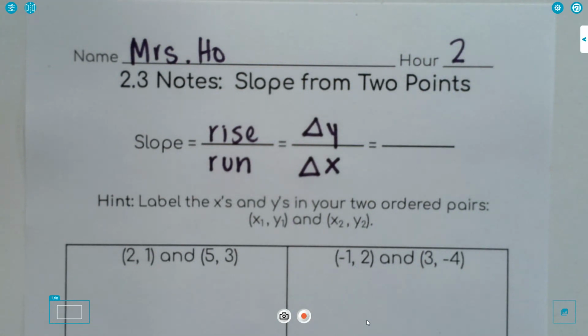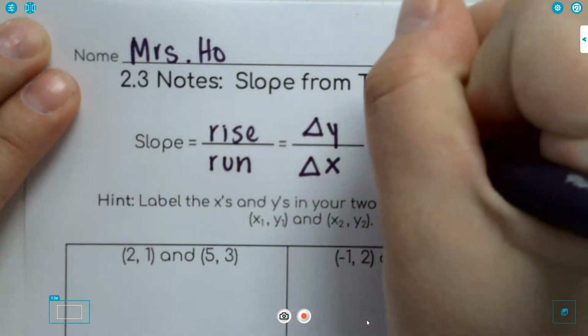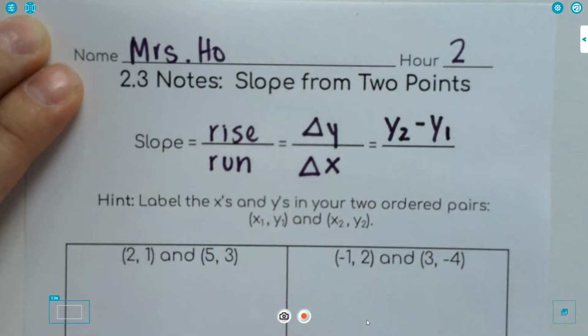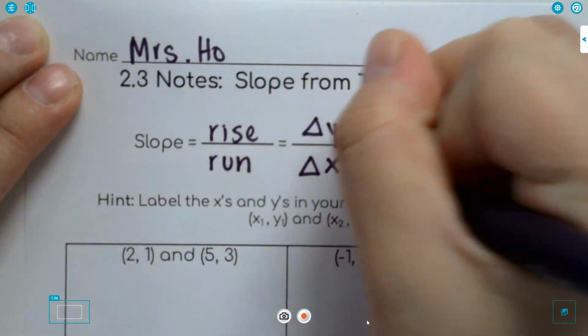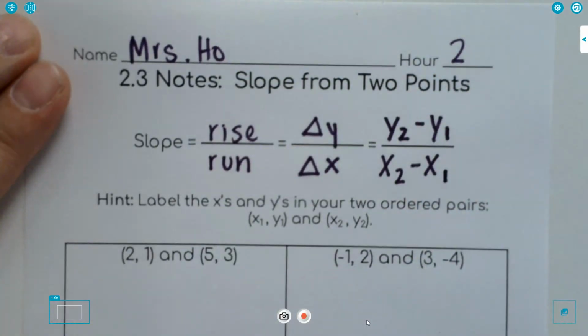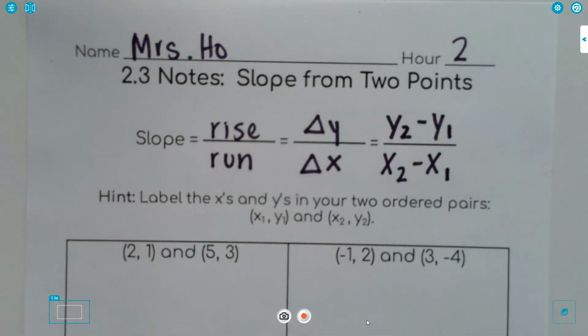Okay, today how we are finding slope is using the slope formula. So I think actually Avery told us this on Monday. It is y2, so that's a y with a little 2 behind it, minus y1 all over x2 minus x1. So that is the formula for finding slope from an ordered pair, 2 ordered pairs.